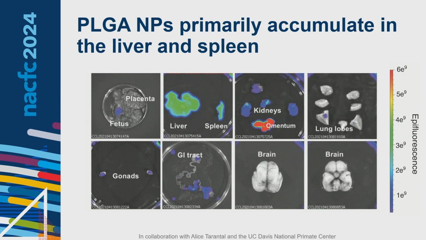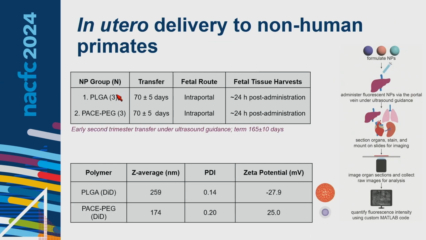So first, I'll show you the PLGA data. This is that commercially available polymer that was successfully used for in utero gene editing in a mouse model in our lab.